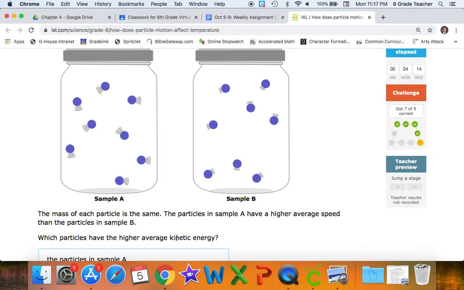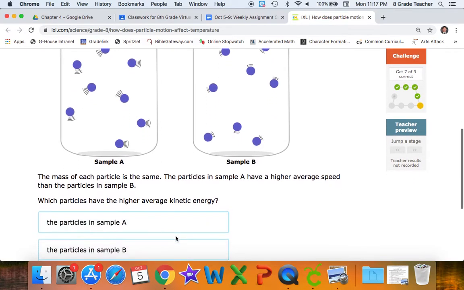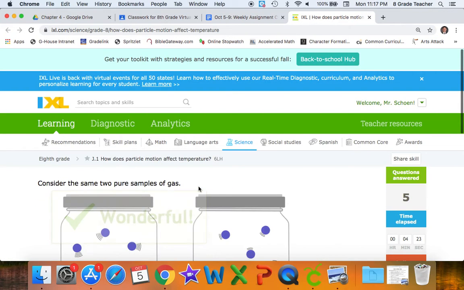Well, a higher speed is factored into higher kinetic energy, so we're going to say the mass of each particle is the same. The particles in sample A are at a higher temperature.